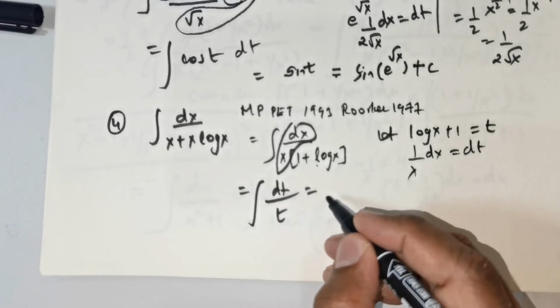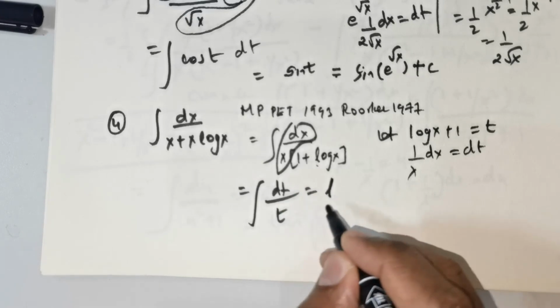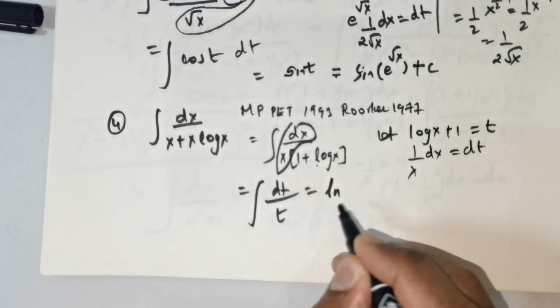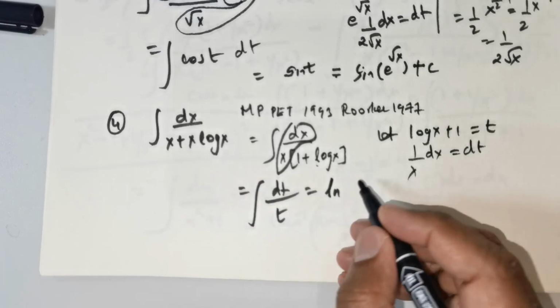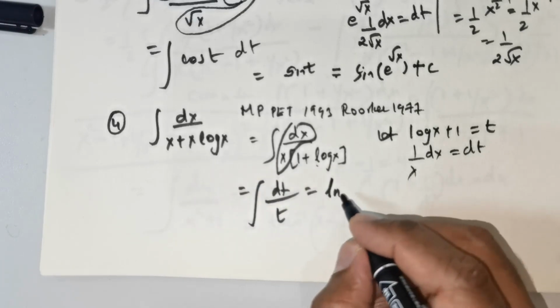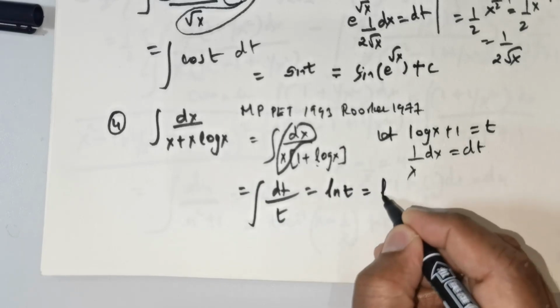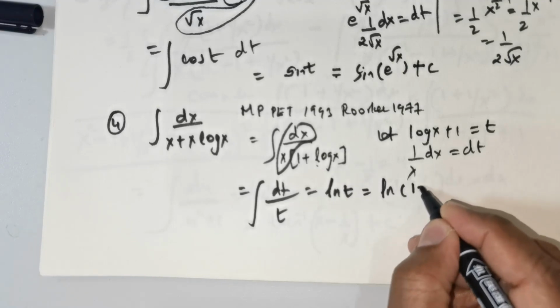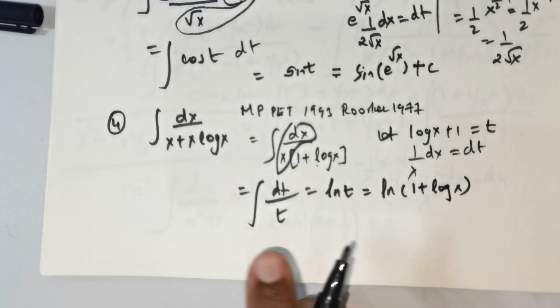You integrate this, you will get log. Now usually whenever you integrate, it's better to use ln. In fact, they have given it as log, but just for the sake of being safe, I'm using ln. This is going to be ln of t. Now ln of t is nothing but ln of 1 + log x. So this is what you're getting.